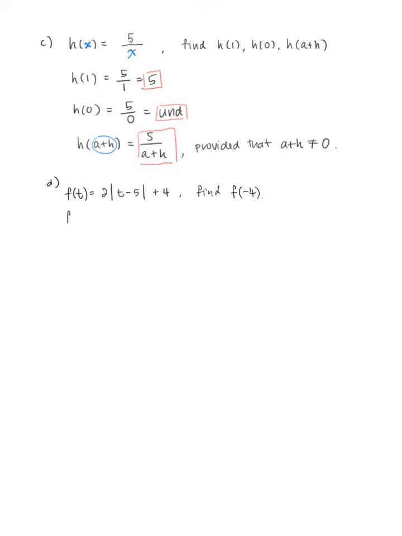So here we're going to have f of negative 4 equals 2 times the absolute value of negative 4 minus 5, and then plus 4, which is same thing as 2 times absolute value of negative 9 plus 4. So this is going to be 2 times 9 plus 4, which is 18 plus 4. So what is that? 22. And that's our answer.